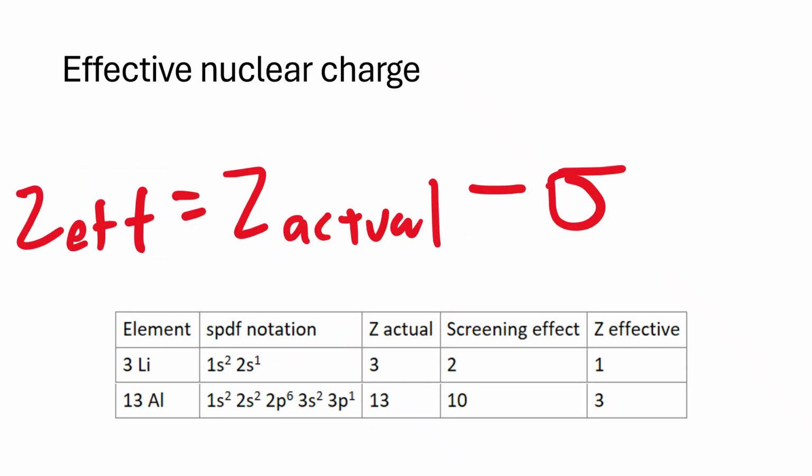The net effect of the nuclear charge and screening effect is known as the effective nuclear charge or net nuclear charge, represented as Z eff. The higher the effective nuclear charge, the stronger the attraction of an electron to the nucleus. The formula for effective nuclear charge is that it is equal to actual nuclear charge minus sigma, the screening effect.